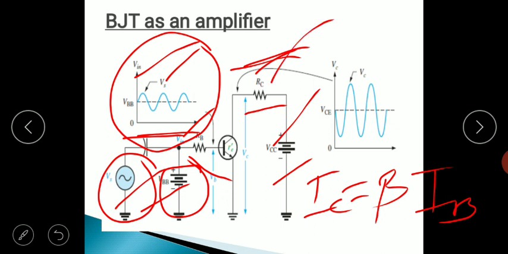As a result, more voltage will be developed across RC, and whatever voltage we get across the load RC will be much higher in magnitude than this input signal. Hence we get the amplified signal at the output. This is what happens during the positive half cycle of the input signal.